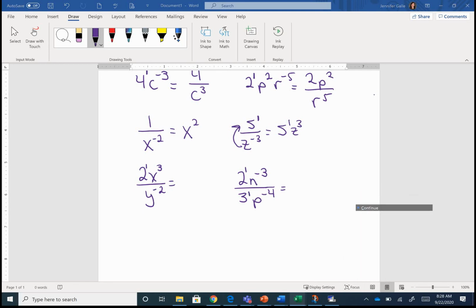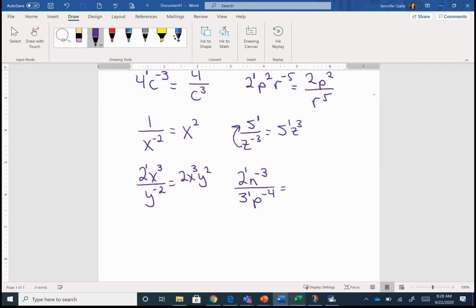All right, guys. So the first one, I saw a lot of great things on the first one. The 2 has a positive exponent, so it stays right where it is. The x, positive exponent, it stays right where it is. The y to the negative second, though, it's not happy down there. Where does it need to go? Up. Done.